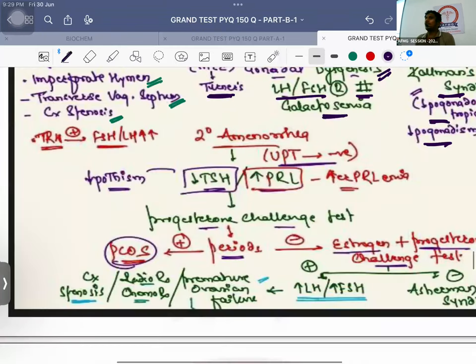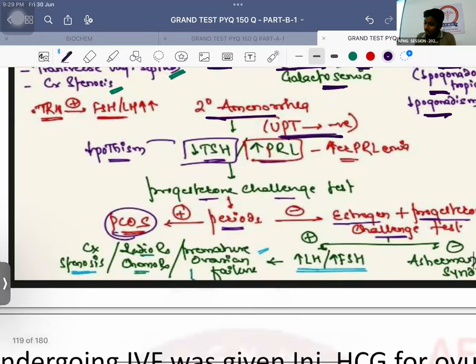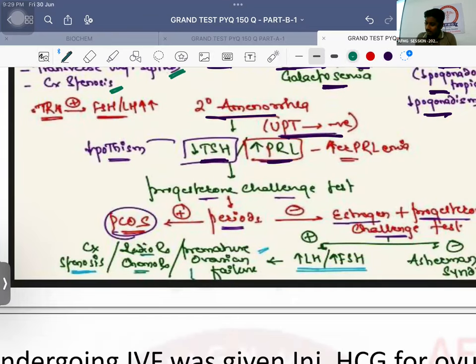Secondary amenorrhea, again: the patient was having menses, but the menses have stopped. UPT will be done, and it will come out to be negative. Then you need to check for TSH and prolactin levels. If the TSH levels are low, it is a case of hypothyroidism. If prolactin levels are high, it is a case of hyperprolactinemia.